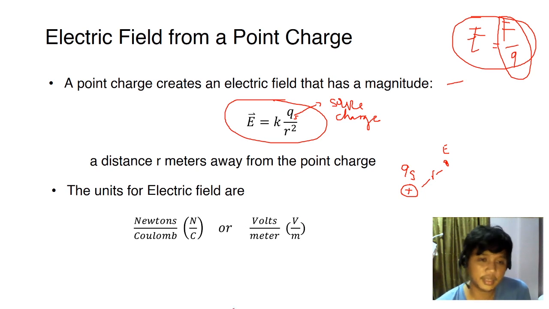The units for electric field are newtons per coulomb or volts per meter. I hope you're not confused, but the way to really master these is that they are two different formulas. E equals F over Q: Q here is the test charge. And E equals K Q_S over r squared: Q here is a source charge. Anyway, you will learn more about this if we solve more problems.